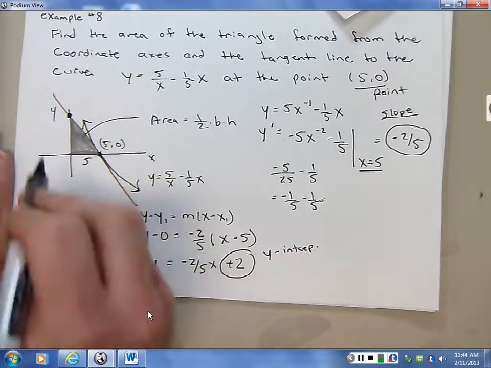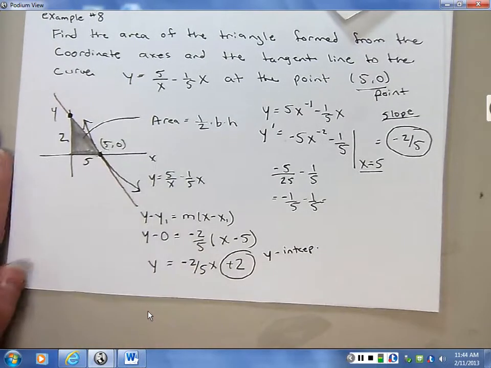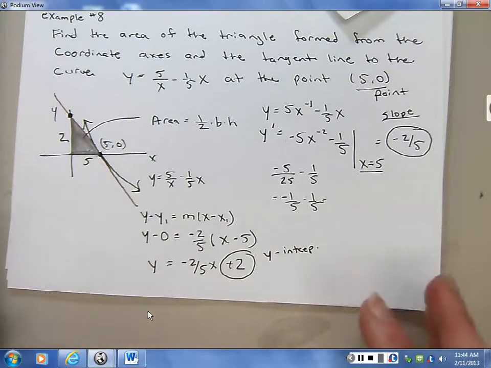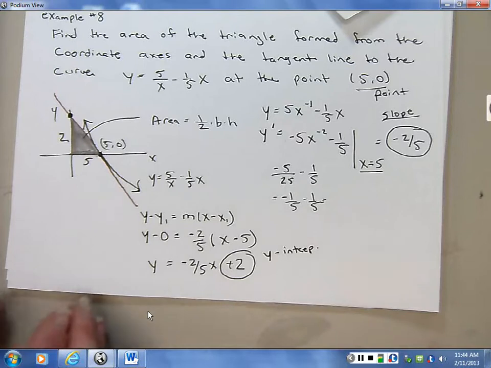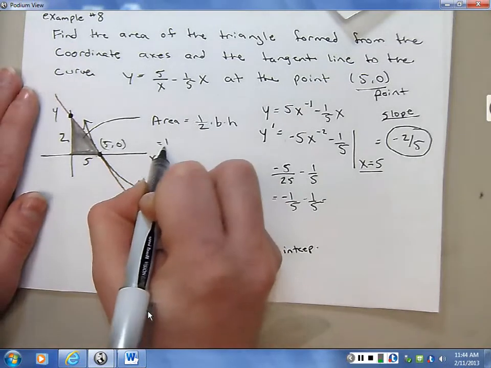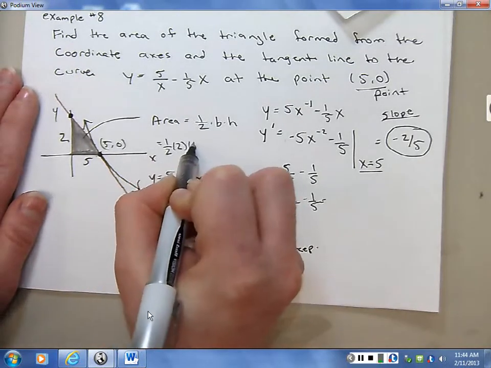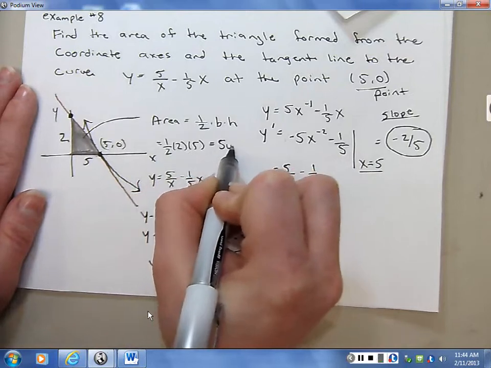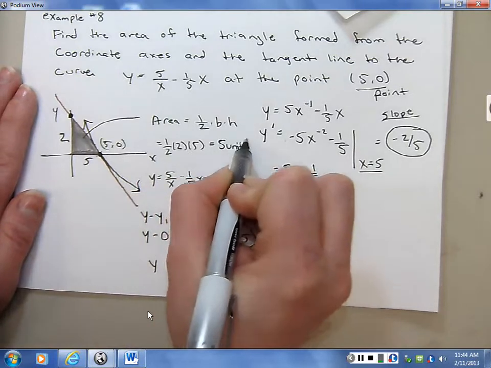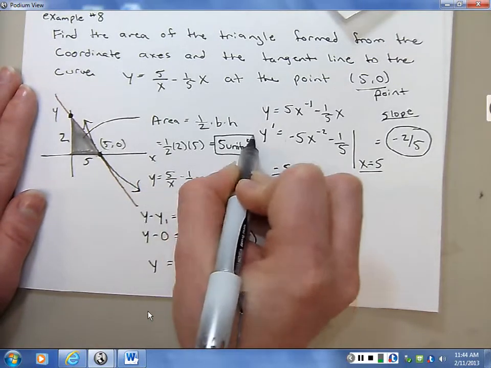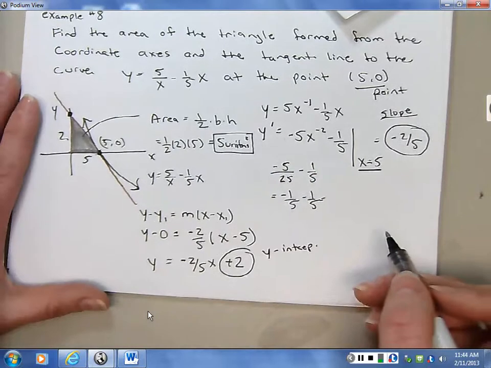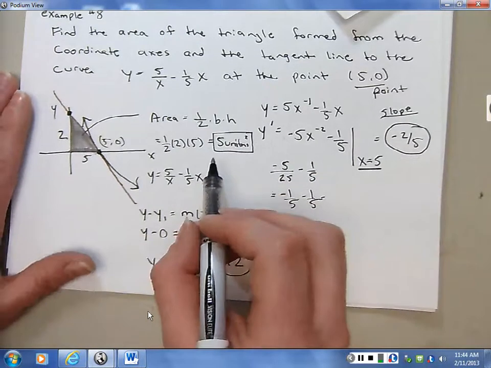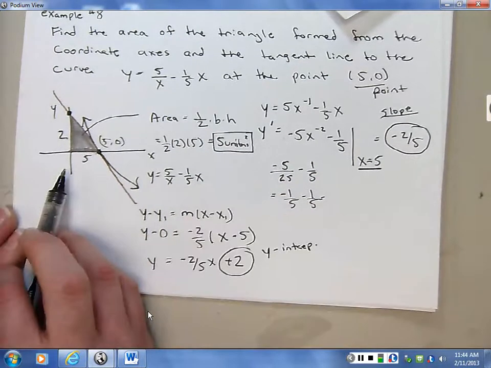So that tells me my height here is 2. So to answer the question, it's looking for the area of the triangle. The area of the triangle is 1/2 base times height. So the area here is 1/2 times 2 times 5, which would be 5 units squared. So your answer is 5 units squared. The area of this triangle is 5 units squared.